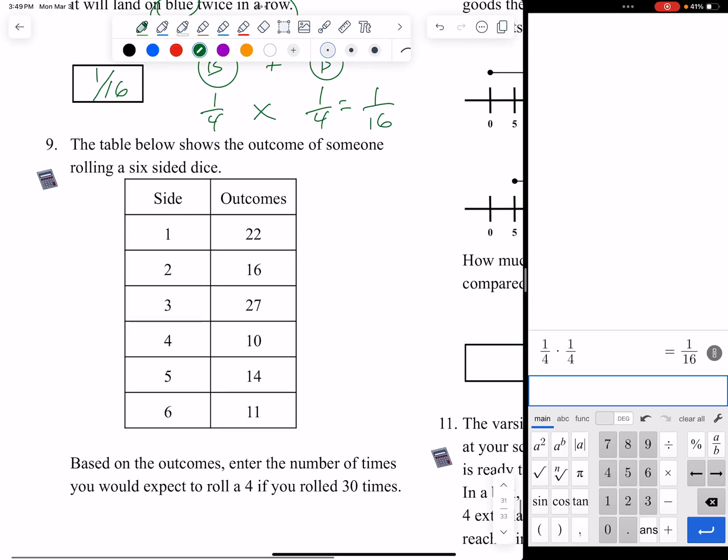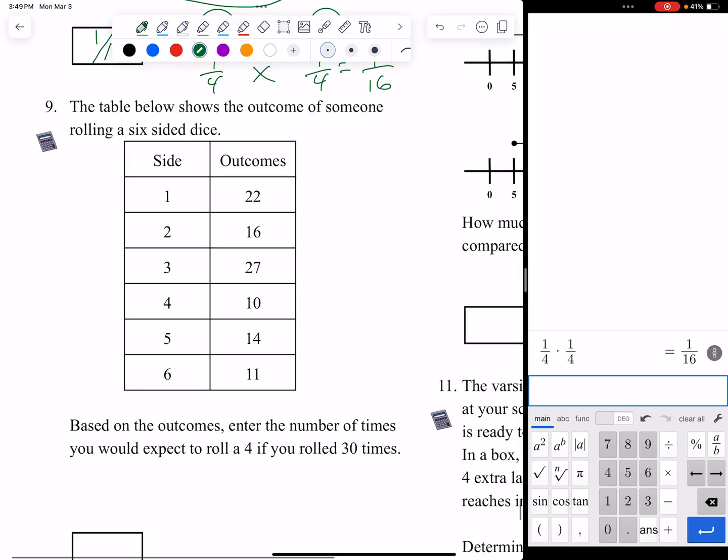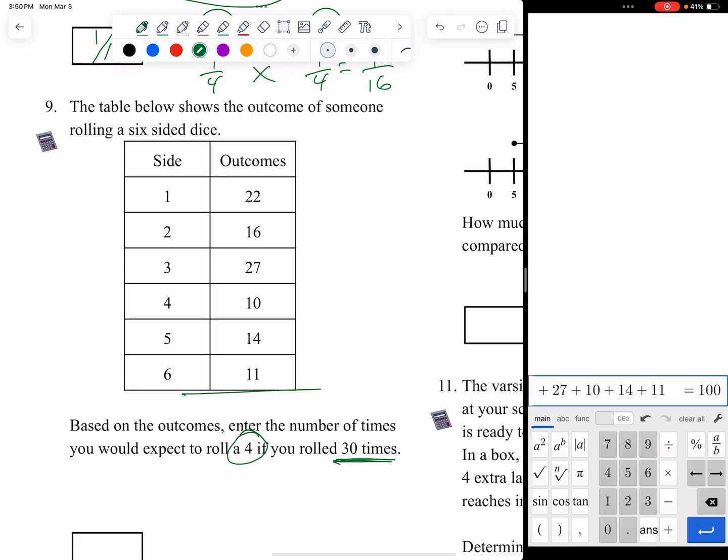All right, the table below shows the outcome of someone rolling a 6-sided dice. Based on the outcomes, enter the number of times you would expect to roll a 4 if you roll 30 times. So again, more ratios, okay, and fractions, equivalent fractions here, guys. So let's see what I'm talking about. I assume my total is probably 100. Let's check. 22 plus 16 plus 27 plus 10 plus 14 plus 11 is 100.